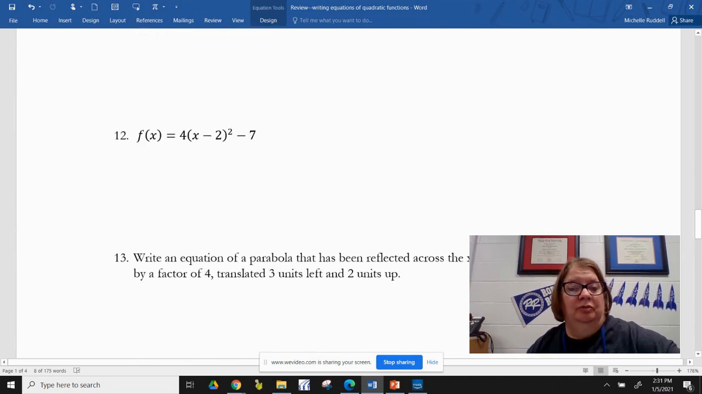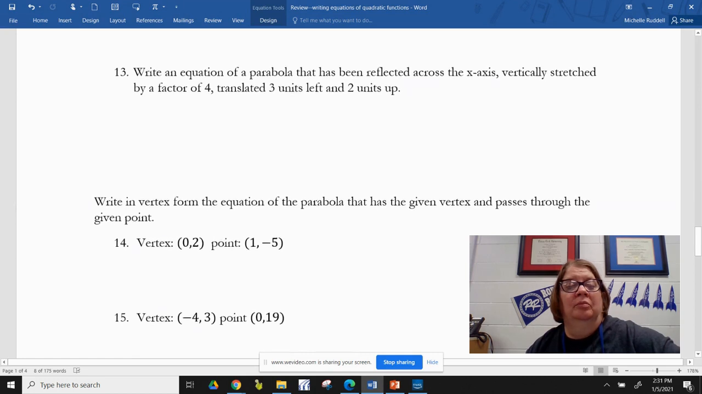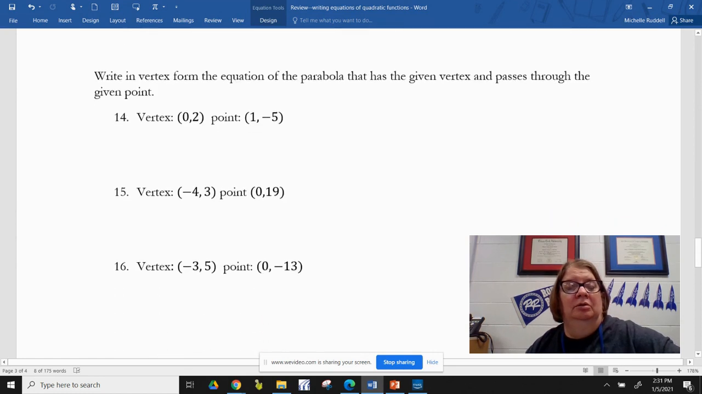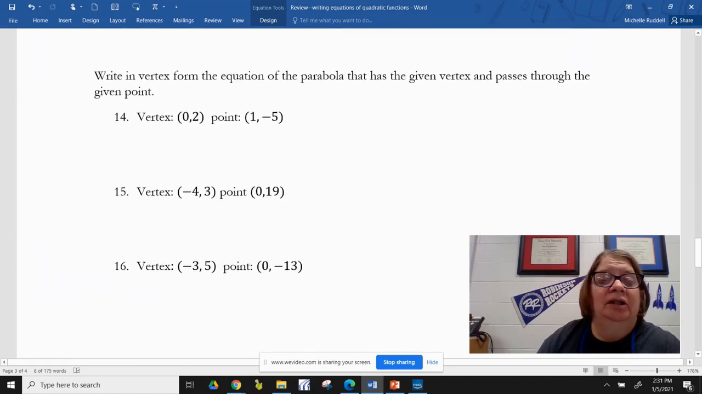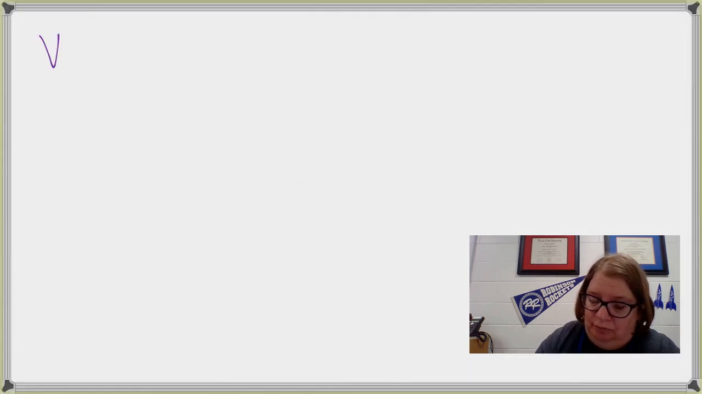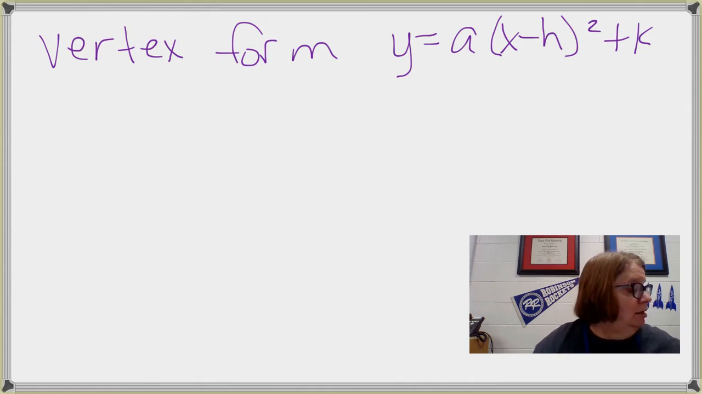More transformations, more transformations. That one gives you the transformation. You're going to write the equation. Okay, let's look at this next part. Write in vertex form the equation of the parabola that has the given vertex and passes through the given point. Okay, remember that vertex form is y equals a times x minus h squared plus k. And let me see where we're at.